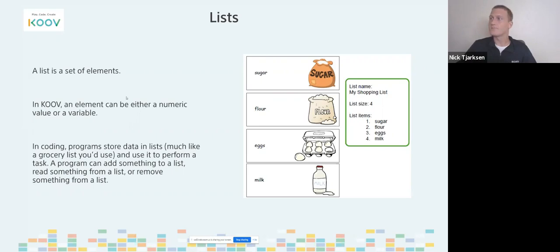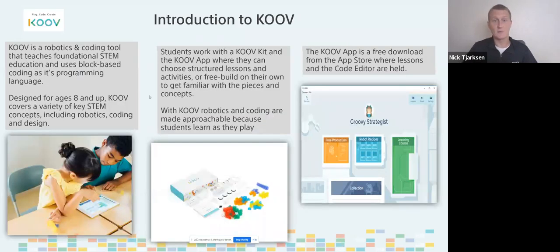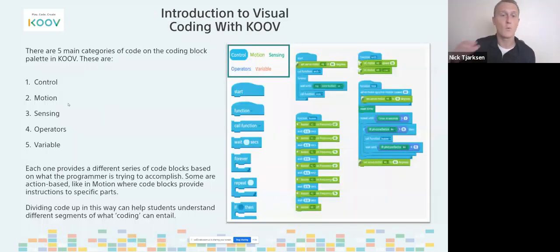All right, I think really quickly, we do have some examples that I want to show you of actual lessons that we're going to go through, but I need to give you some background because they're all based on KOOV. So KOOV is essentially a robotics and coding tool. Like I mentioned, it uses block-based coding as its interface, and that's because it's meant for younger students, ages 8 and up. So really that jumping in point to robotics and coding and design. Students work with a kit that has pieces and then an app where they actually do that kind of code, and the lessons come through the app. So now that you have that background, I'll show you kind of what the palette looks like, and then we'll go through some of those lessons so you can get experience with block-based coding.